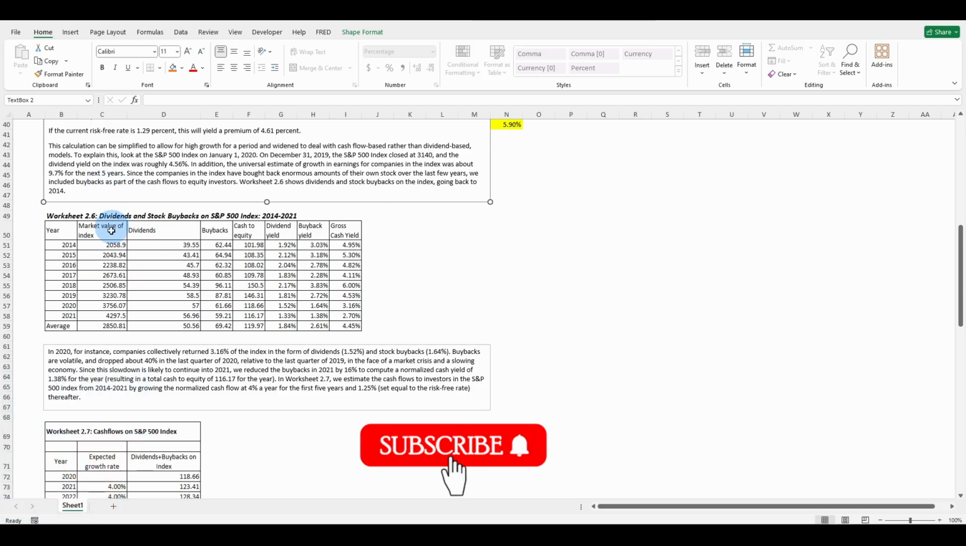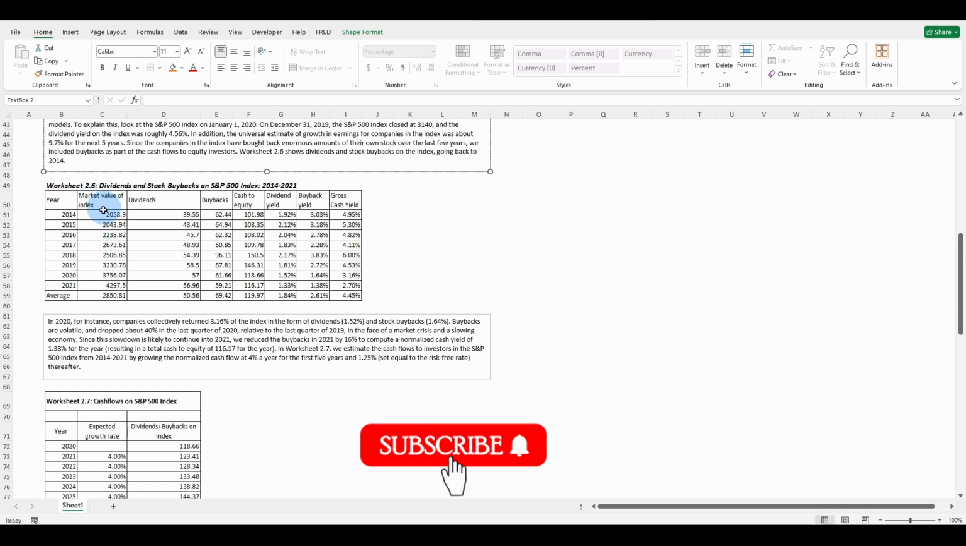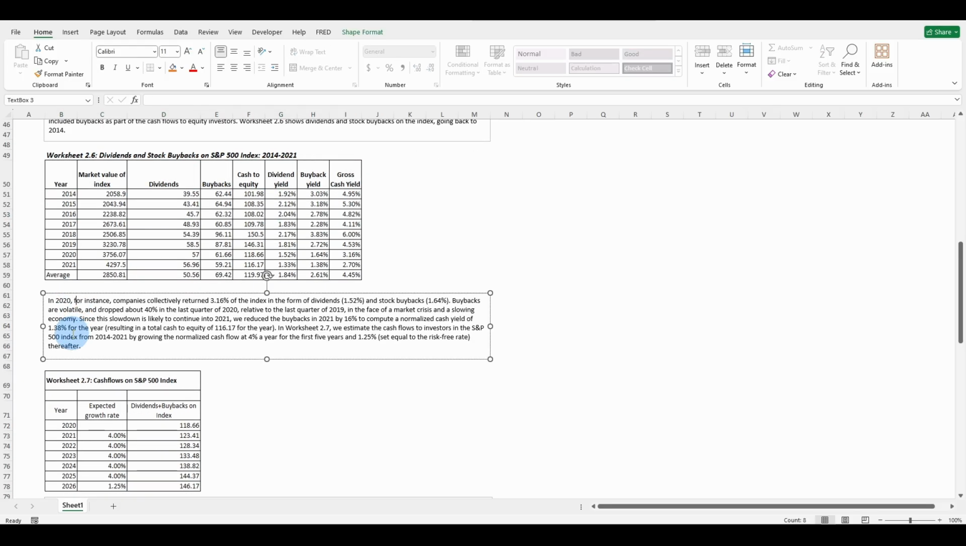Worksheet 5.6 shows dividends and stock buybacks on the index going back to 2014. Year, market index, dividends, buybacks, cost of equity, cash to equity, dividend yield, buyback, and gross yield. In 2020, for instance, companies collectively returned 3.16% of the index in the form of dividends, 1.52%, and stock buybacks, 1.64% of that 3.16% payout.